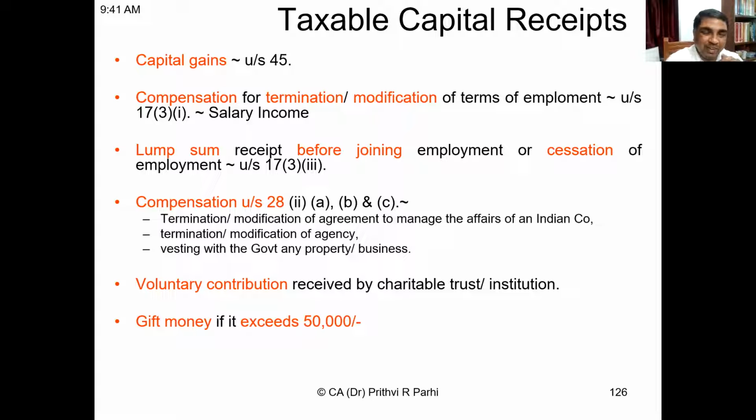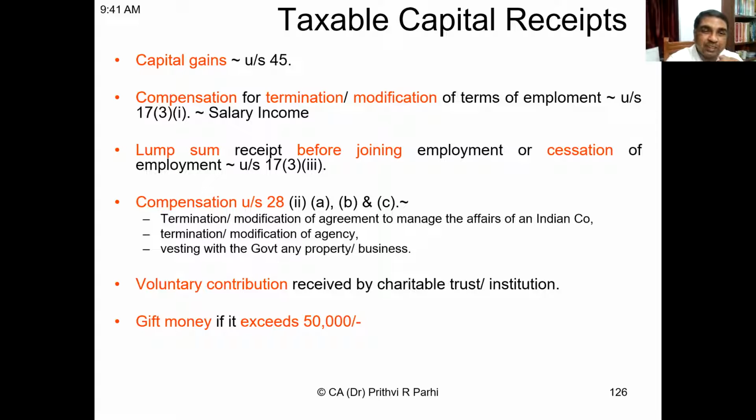Yes, sir. Similarly, lump sum receipt before joining employment or cessation of employment. So one may argue that this is again a capital receipt because this is not generated from the source. Rather, a source is sold or sacrificed, and this money is received in lump sum. So it should not be treated as income. But law has specifically included this item under section 17(3)(3) of Income Tax Act 1961. So therefore, it will be treated as an income. And this is again salary.